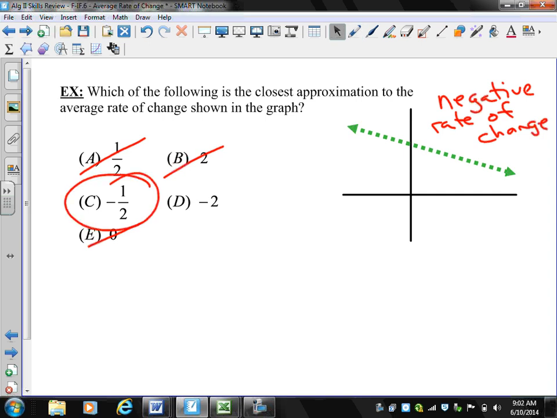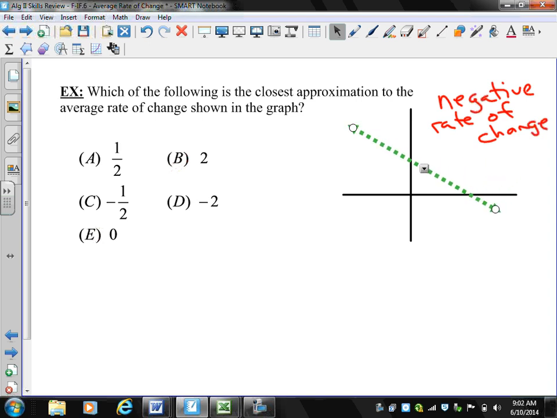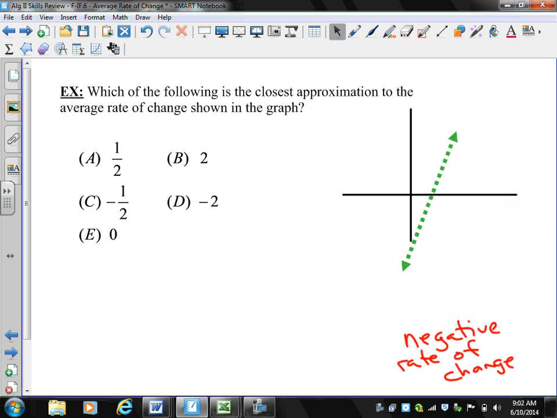So let's change this up a little bit. Let's say I'm going to change this green line here, and let's say my slope looks something more like this. What would you estimate the average rate of change to be? Well, the slope is no longer negative, so I can get rid of this. The slope is positive now, right? So I'm looking for a positive slope, and is it steep or is it shallow? Is it bigger than 1 or is it less than 1?